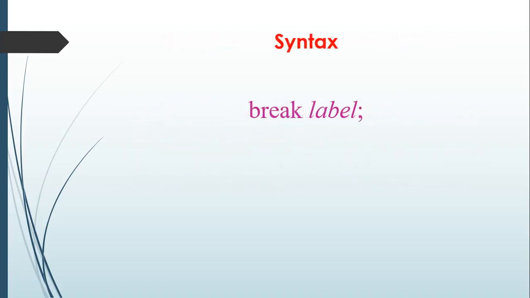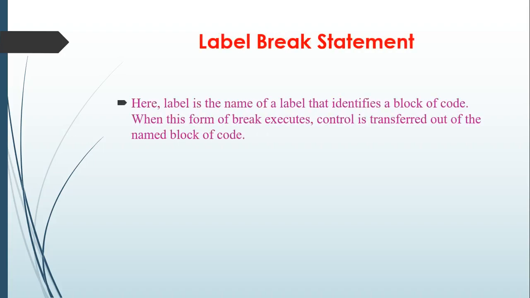So we can make a break with this label. And this is the syntax of the GOTO statement as a break statement. So it solves the problem of the GOTO statement and it also helps in nested loop statements. Break and then label. Labeled break statement. Here, label is the name of a label that identifies a block of code.